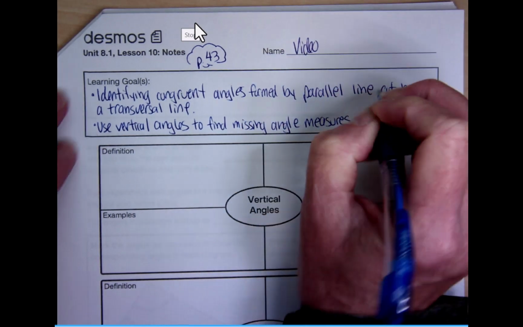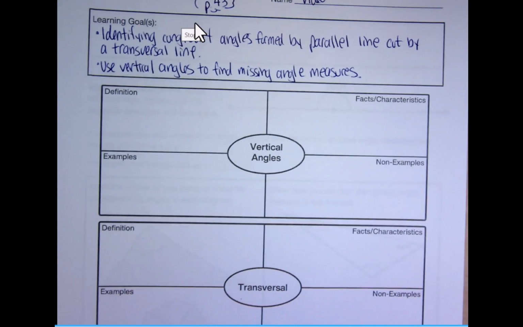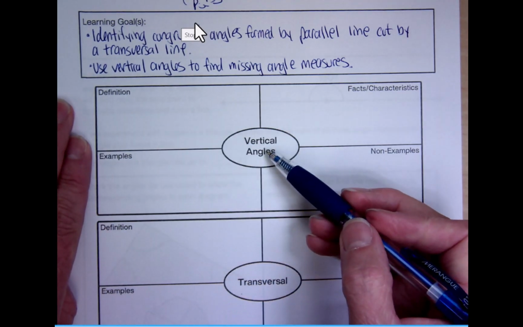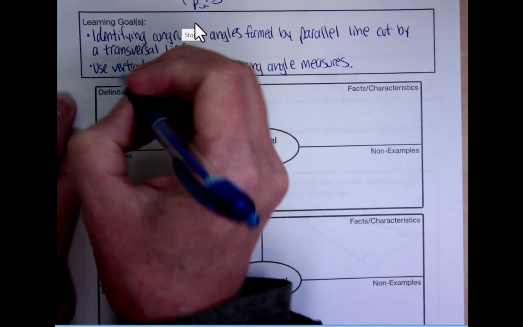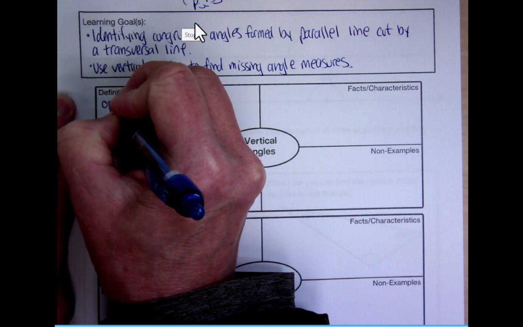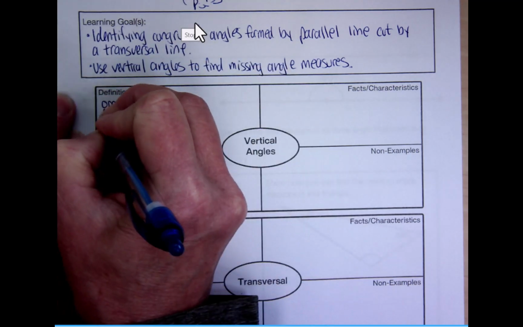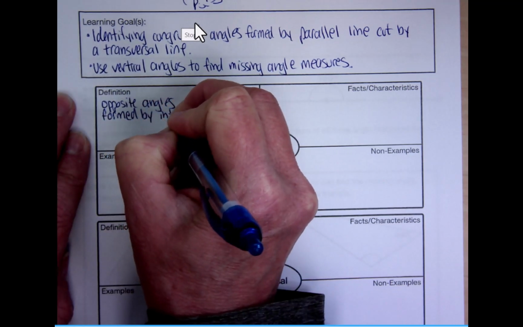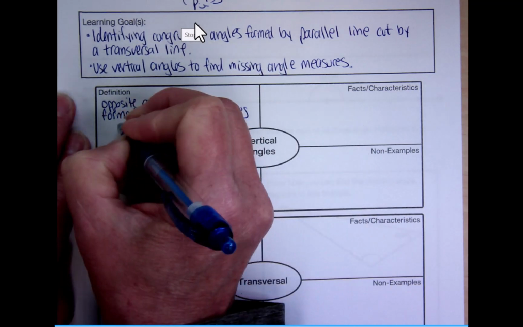Okay. So we've got a lot of vocabulary to tackle today that's important. Vertical angles and what a transversal is. Let's start with vertical angles. Start with our definition of what a vertical angle is. Vertical angles are opposite angles formed by intersecting lines that have the same vertex. Opposite angles formed by intersecting lines share the same vertex.